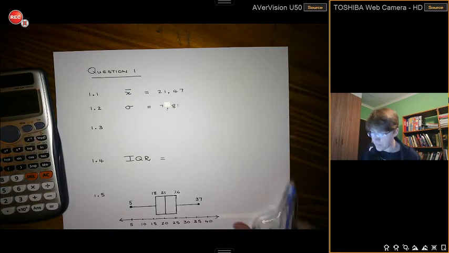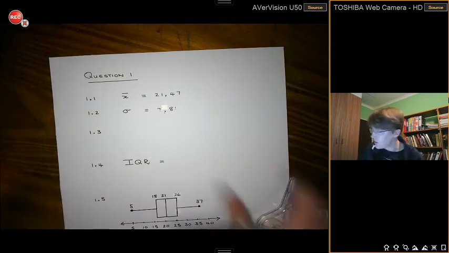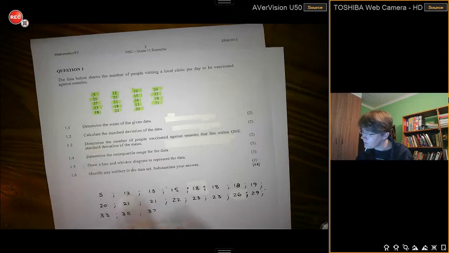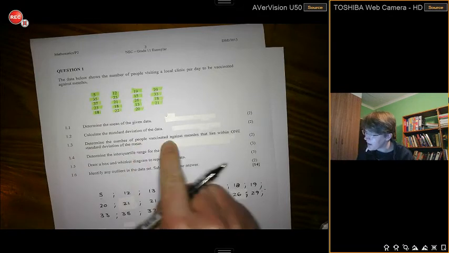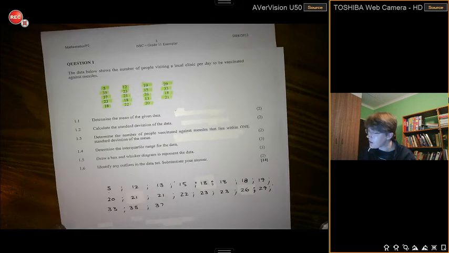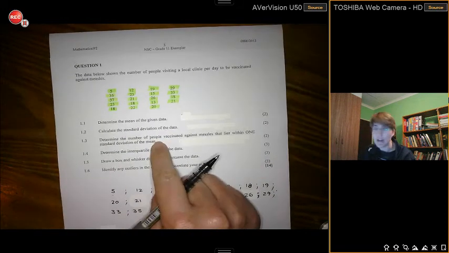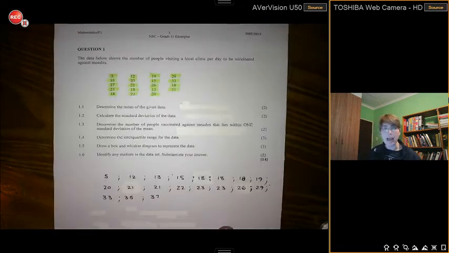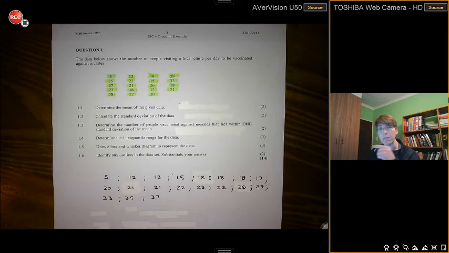Right. Now the next question then asks, determine the number of people vaccinated against measles that lies within 1 standard deviation of the mean. Now, if you want to go within 1 standard deviation of the mean, please remember, people, that means 1 standard deviation up from the mean and 1 standard deviation down from the mean. So you have to please remember to do that. You have to go up and you have to go down.